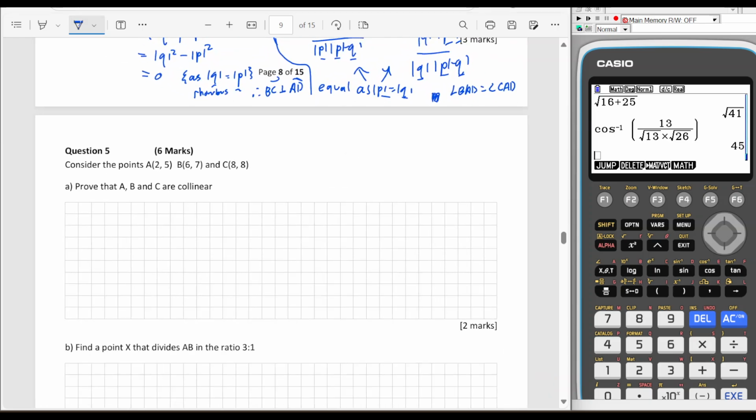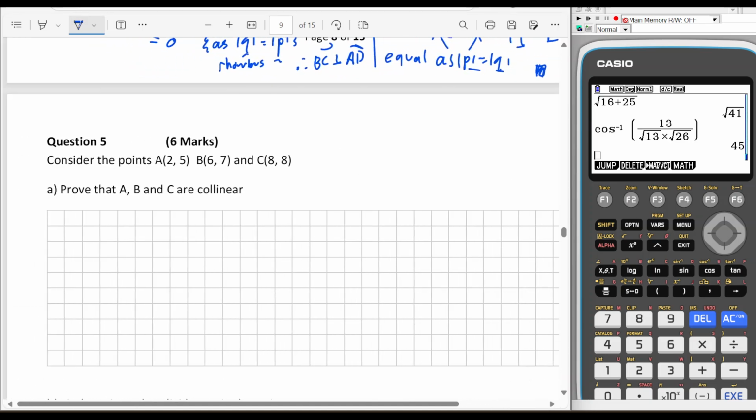Prove that A, B, and C are collinear. So this one here, we need to look at the vectors. AB, that vector is (4, 2). And we need to look at the vector AC, and that vector seems to be (6, 3). And therefore AC is 1.5 lots of AB. So therefore AC is parallel to AB.